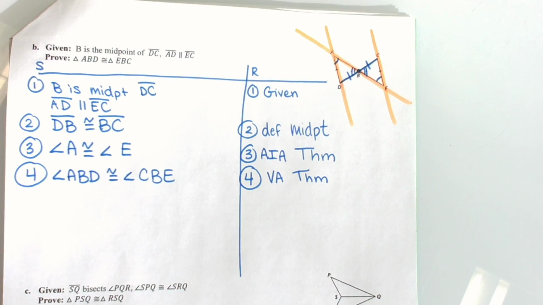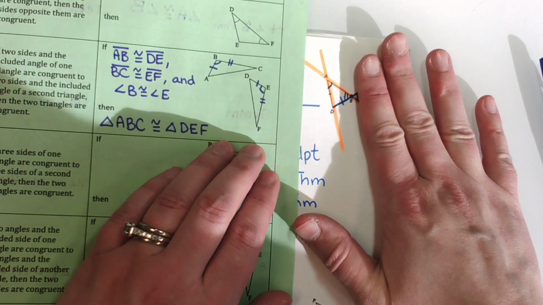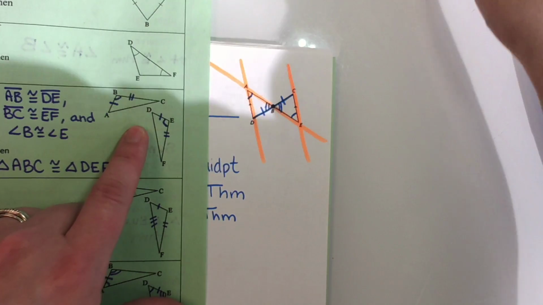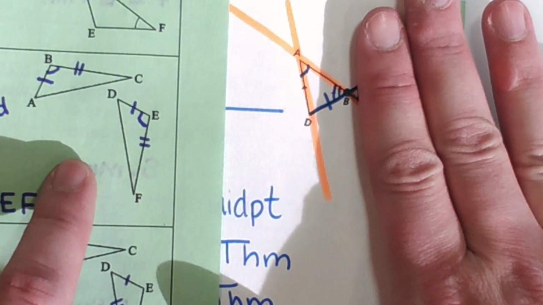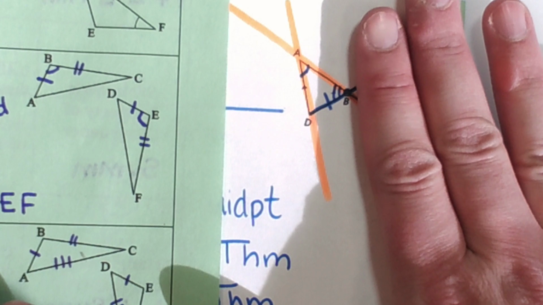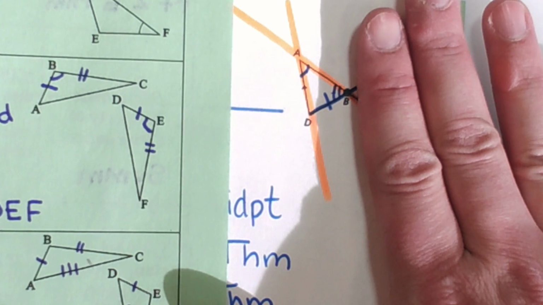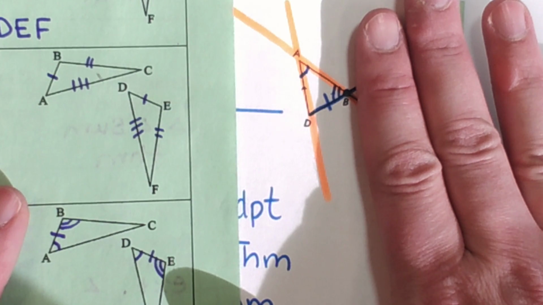How many congruents do I have? 3. How many do I need? 3. So I look at one triangle and I ask myself, does it look like this setup? 2 sides and the angle between? Do I have 2 sides marked as congruent in a single triangle? No. So, not that. Do I have 3 sides marked as congruent?